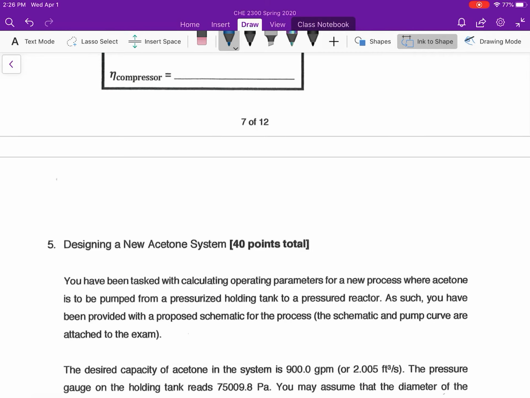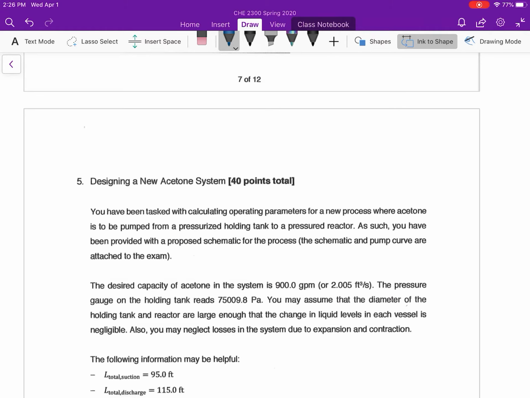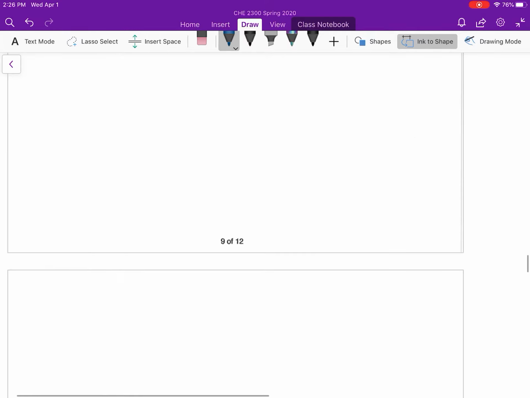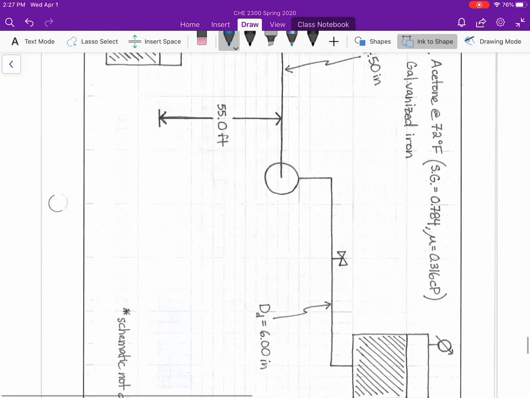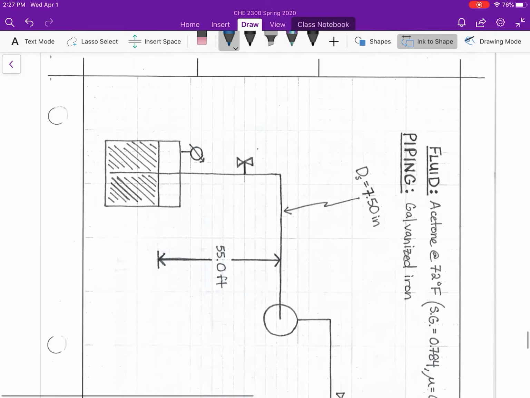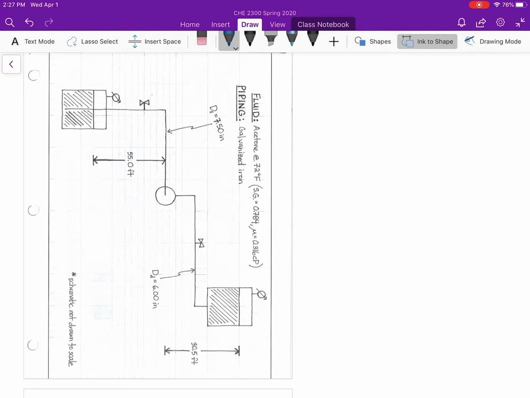Okay, 5. We are designing a new acetone system. You have been tasked with calculating operating parameters for a new process where acetone is being pumped from a pressurized holding tank to a pressurized reactor. As such, you have been provided with a proposed schematic for the process. Here is my schematic. I'll back out of this so we can kind of see it.